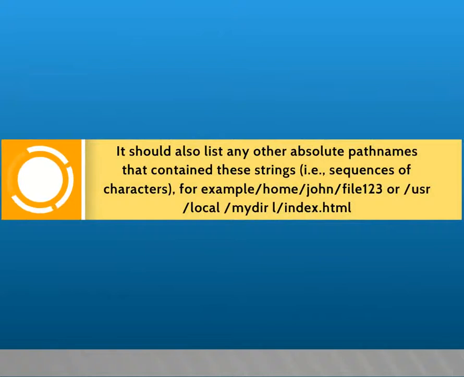It should also list any other absolute path names that contained these strings, that is, sequences of characters, for example, /home/john/file123 or /user/local/mydir1/index.html.